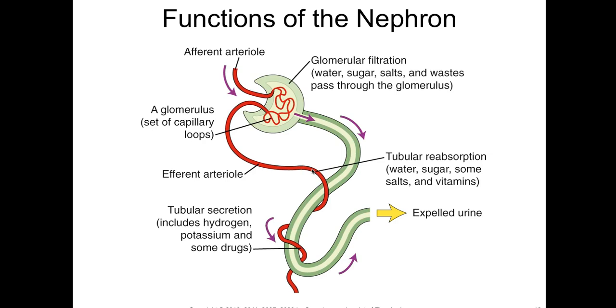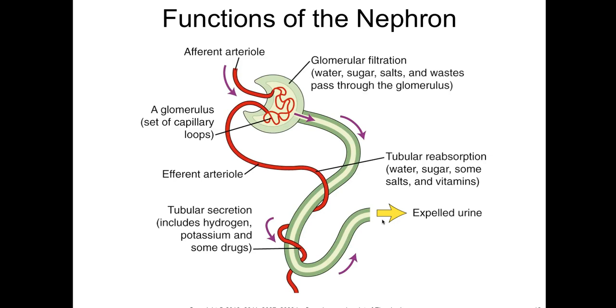Maybe we still need some of the components that we filtered out. Then, as we move through the tubule, as we get to the distal portion, we have some or the majority of tubular secretion take place. What that means is now some of the components that we put into our blood, we might be moving back into the tubules. So components like hydrogen ions or potassium ions and certain drugs will move into the tubules, and then that will be excreted as urine.